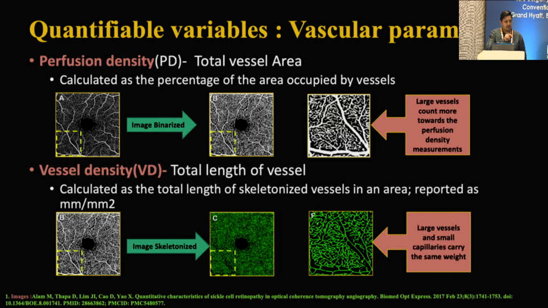Now, these binarized images are further skeletonized. What does skeletonized mean? That this is the skeleton of those vessels. So in this, all the vessels have almost the same area, the bigger or the small vessels. So this is the vessel density.